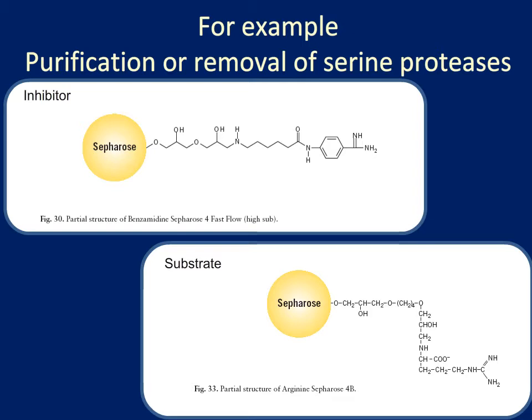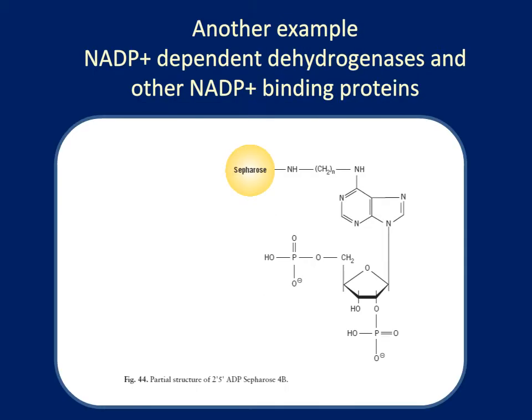For instance, to purify a serine protease, which you've studied in biochem lecture, you could couple the benzamidine inhibitor to a spacer arm attached to the Sepharose matrix. This could be used to capture the serine protease on the resin. Alternatively, if you were purifying trypsin, which recognizes arginine and lysines, you could couple arginine to the matrix through a spacer arm. Here's another example using a cofactor.